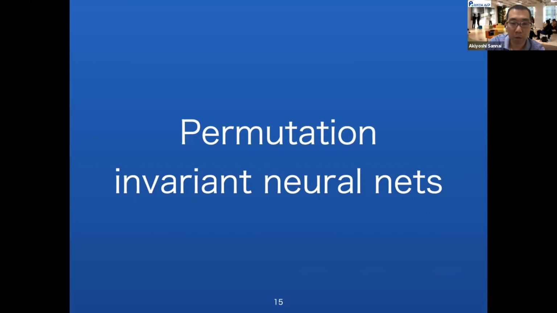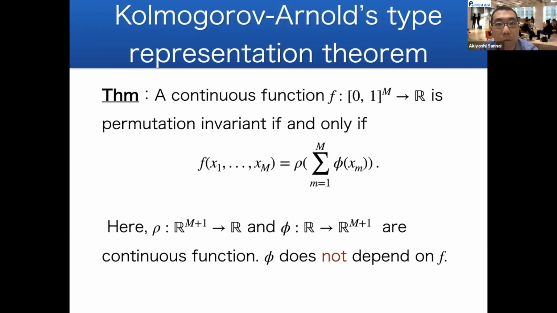The next one is permutation invariant neural nets. Today we need a representation theorem. A continuous function f is permutation invariant if and only if f can be written in this form. At first there is a function of one variable, phi, then taking the sum, and then again applying a continuous function rho.